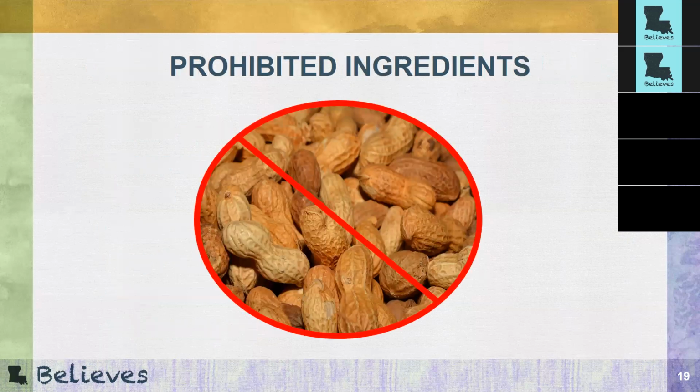An important one is prohibited ingredients. Are there any ingredients that are prohibited? When you're creating your specification, indicate what ingredients are prohibited in the product, such as food additives, artificial coloring, of course, trans fat, MSG, any specific allergens, such as soy, eggs, and peanuts.